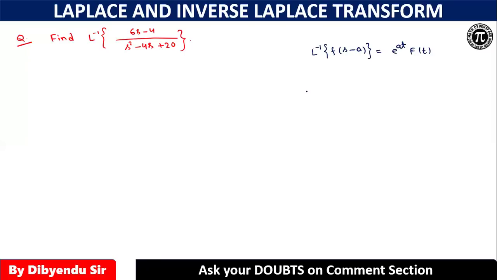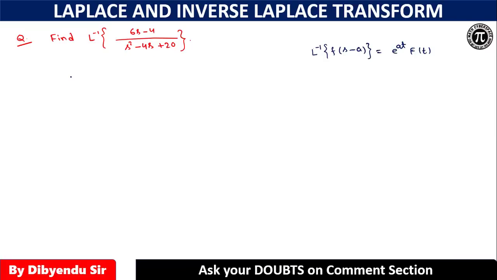This is the formula, but in this problem you are not getting this form, F of s minus a form. That means you have to convert this F of s into the form s minus a. Actually you can see here the term is s square minus 4s. So you can use this concept that s square minus 4s, you can write s minus 2 whole square. Yes or no? So let's use this concept.